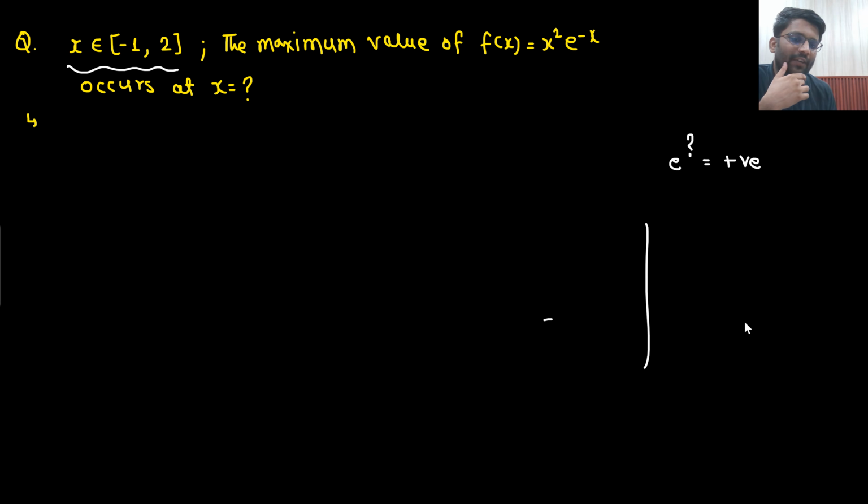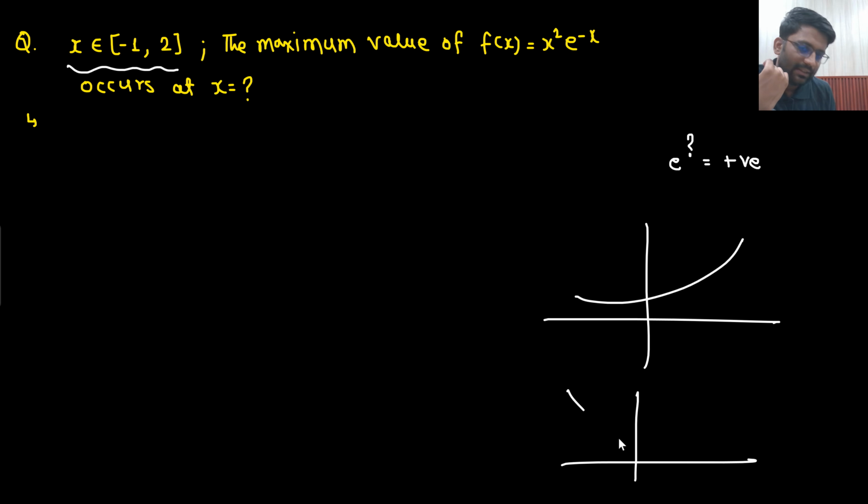Why is that so? What is the graph of e^x? This is the graph of e^x. And what is the graph of e^(-x)? This is the graph of e^(-x). These graphs we have seen. So isn't the value always positive? It is always on the positive side, no?